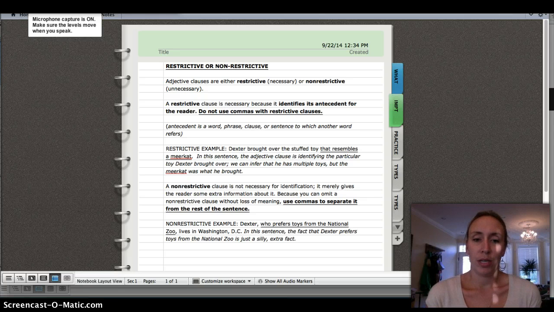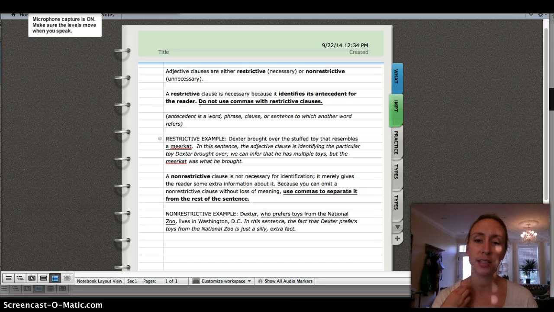So an example of restrictive: Dexter brought over the stuffed toy that resembles a meerkat. Here we can infer that Dexter has lots of stuffed toys, a duck, a goose, a rabbit, a cat, but he brought over the one that resembles a meerkat. So it's necessary information for us to know which toy it is, the toy that resembles a meerkat. So it's necessary, restrictive, no commas.